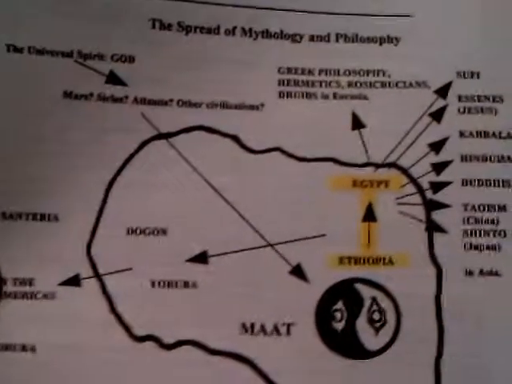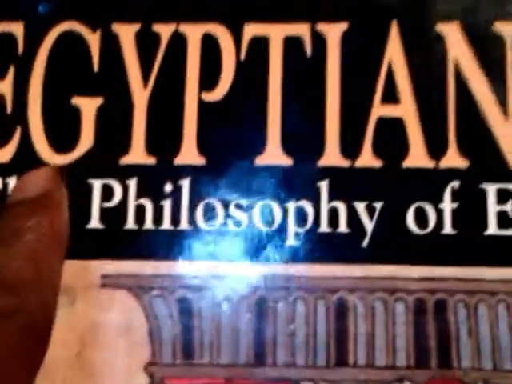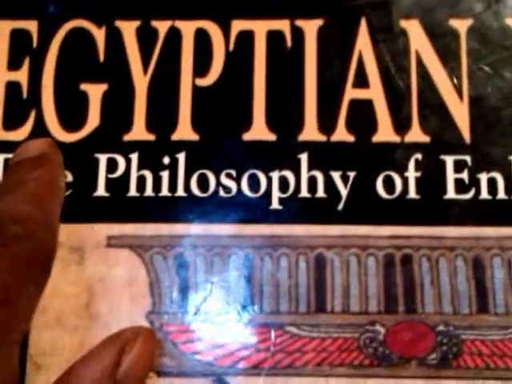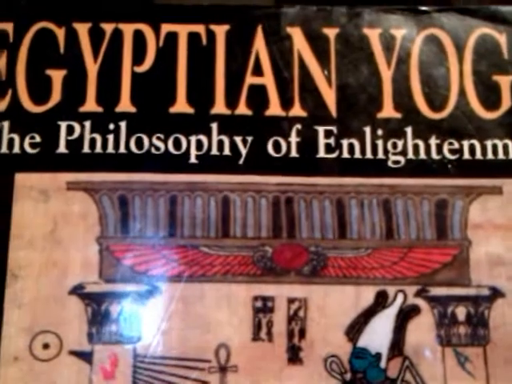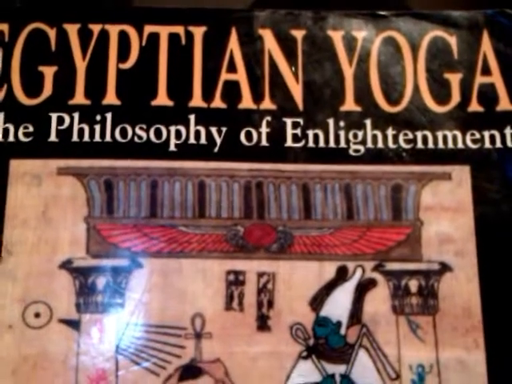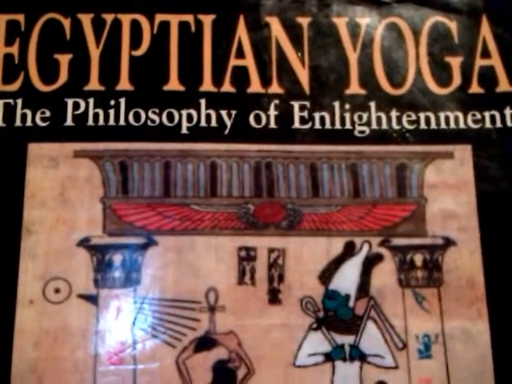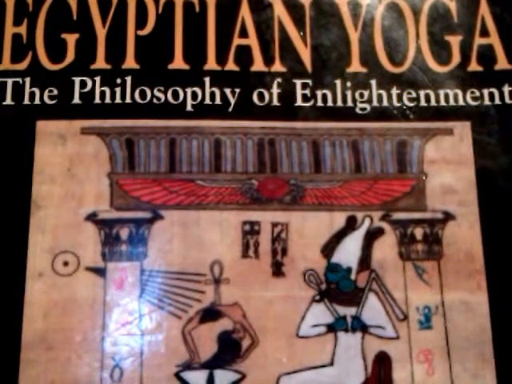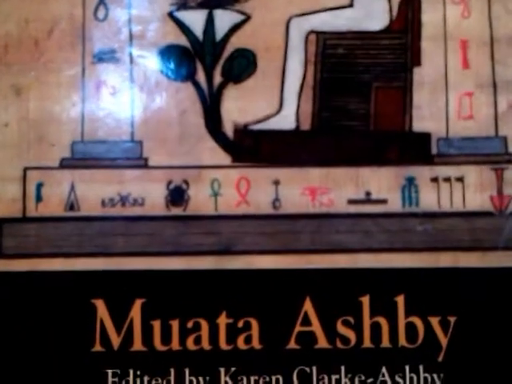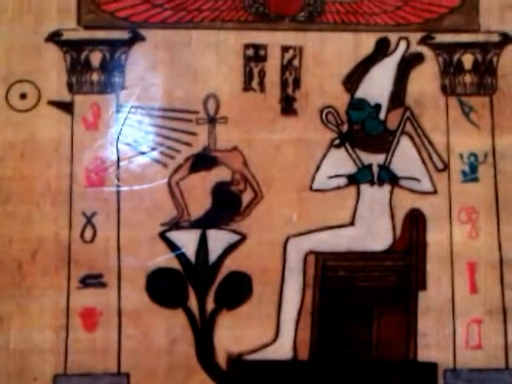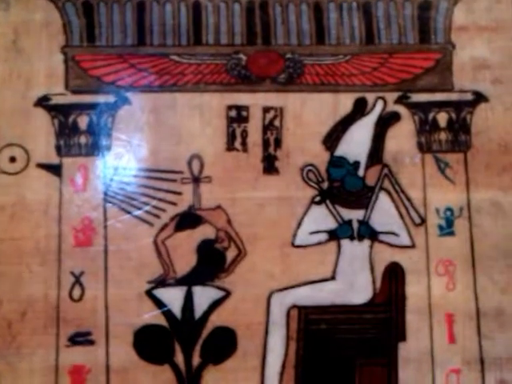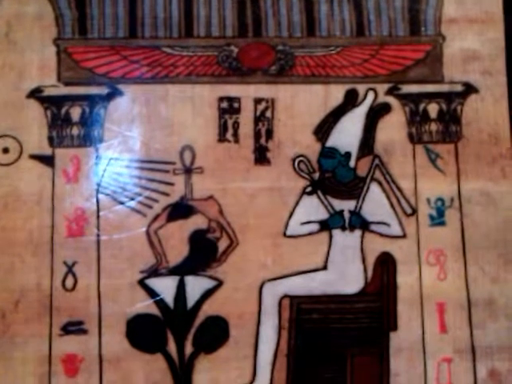This is a very important work, and just to show you the cover of this once again, this is a work called Egyptian Yoga, the Philosophy of Enlightenment. And we would suggest that ones and ones obtain a copy if they can. Check out the book, and this book is by Muata Ashby and edited by Karen Clark Ashby. Egyptian Yoga. Give thanks. Shalom, Rastafari.